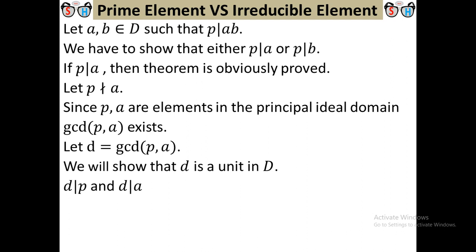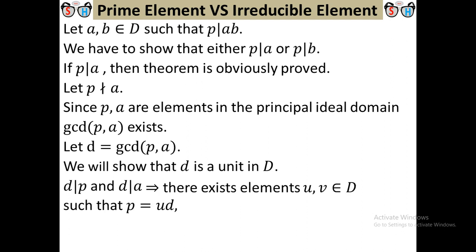However, here D divides P and D divides A. Since D is a common divisor, the greatest common divisor, it is first of all a common divisor. That is, D divides P as well as D divides A. Since D divides P, therefore P equals D times something. Again, since D divides A, therefore A equals D times something. That is, there exist elements.